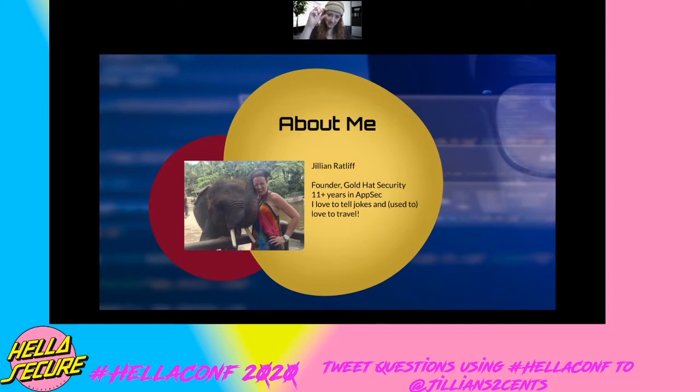I don't know if you can see, I'm kind of small at the top. But anyway, I love to tell jokes, and when we could still travel, I really do enjoy traveling. So that is a picture of me in Bali with a baby elephant.